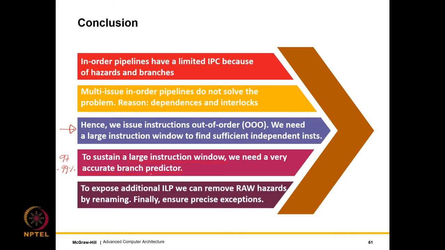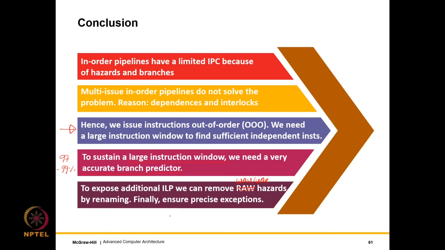Moreover, to expose additional ILP, instruction level parallelism, we can remove, I stand corrected here, write after write and write after read hazards by renaming. Alright. So for additional ILP, we can remove the false dependencies, or the write after write and write after read hazards, by renaming, which essentially assigns a separate physical register to each avatar.